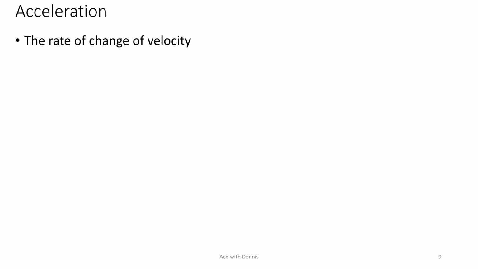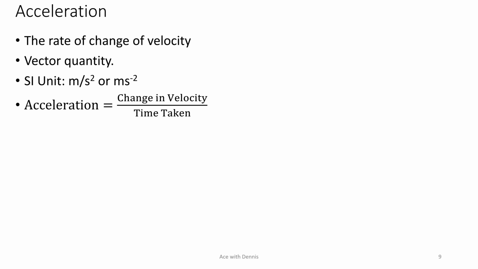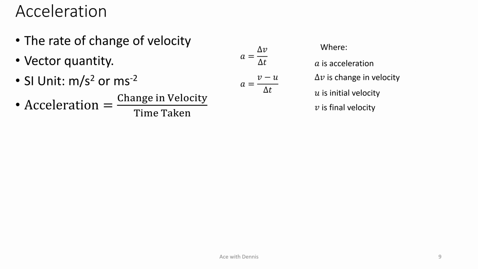Acceleration. Acceleration is the rate of change of velocity. It is a vector quantity. The SI unit for acceleration is meters per second squared, or m s^-2. The general formula for acceleration is change in velocity over time taken. So a = Δv/Δt, and a = (v - u)/Δt, where a is acceleration, Δv is the change in velocity, u is initial velocity, v is final velocity, and Δt is the change in time.